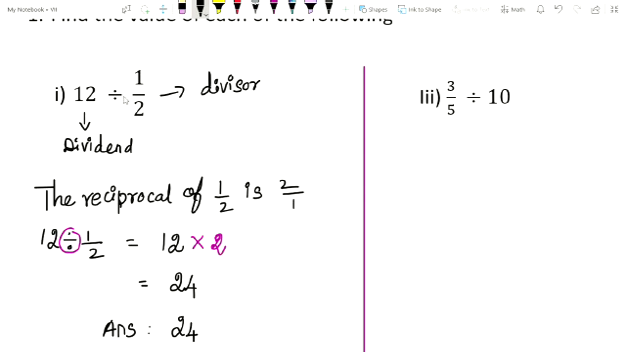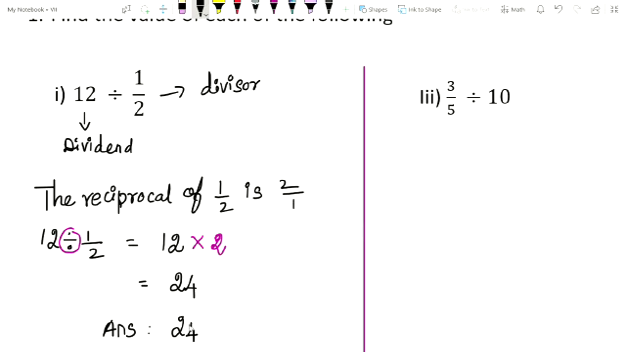If you want to change the sign, we need to take the reciprocal of the divisor. Okay. Here, the reciprocal of 1 by 2 is 2 by 1. So, 12 divided by 1 by 2 is equal to 12 into the reciprocal of 1 by 2, which is 2. So, 12 into 2, you get 24.